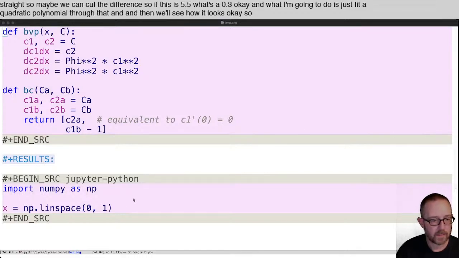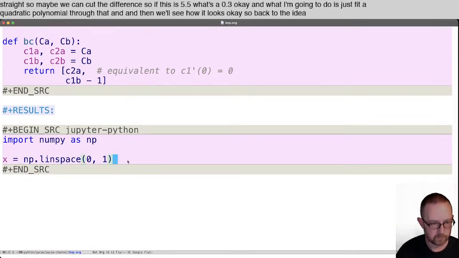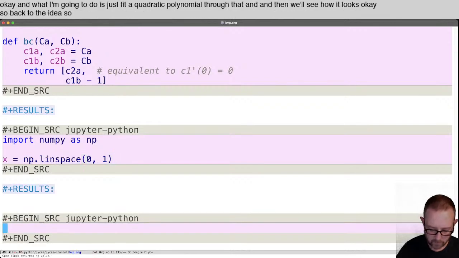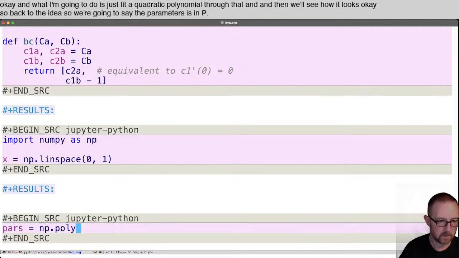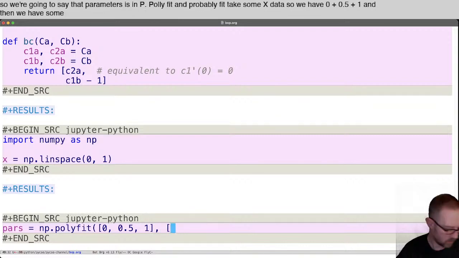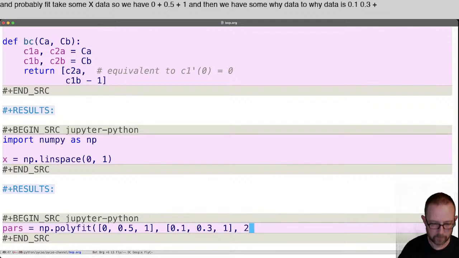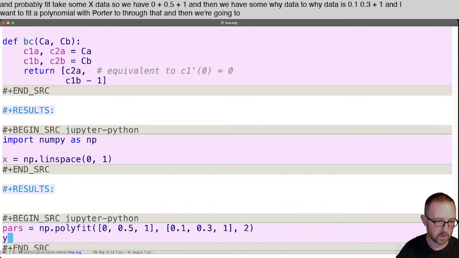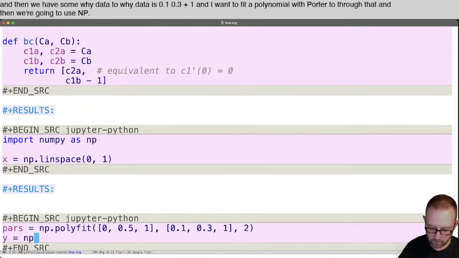Okay, so back to the idea. So we're going to say that parameters is np.polyfit, and polyfit takes some x data, so we have 0 and 0.5 and 1, and then we have some y data. The y data is 0.1, 0.3, and 1, and I want to fit a polynomial of order 2 through that. And then we're going to use np.polyval to get it.